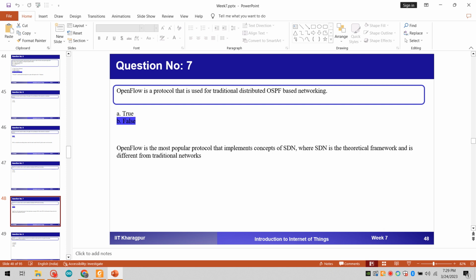So that's why this statement is false, right? So what's your question? The question is whether it is used in traditional distributed OSPF based networking. That's what I am saying, that this statement is false. It cannot be used because the routing tables are different.